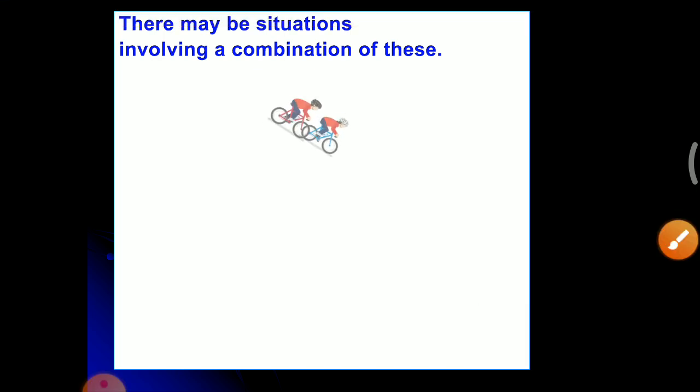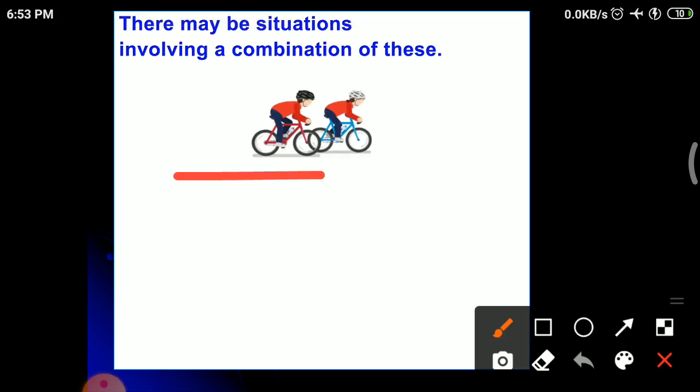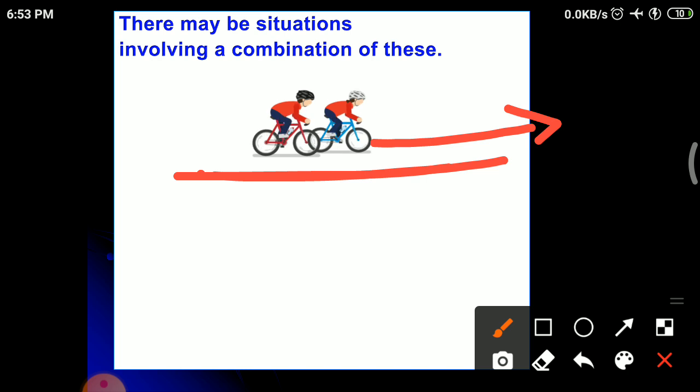There may be a situation involving a combination of these. Look at this example. Here, the passengers are moving in a straight line. So, one motion is a rectilinear motion. Here, the wheel of the bicycle is rotating. So here two types of motions are occurring in a single case. One is a rectilinear motion and another one is a rotatory motion.